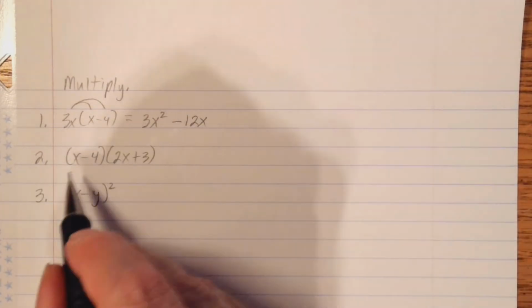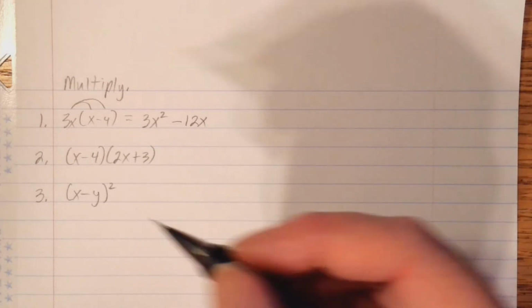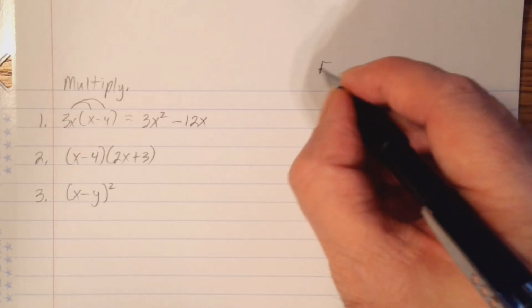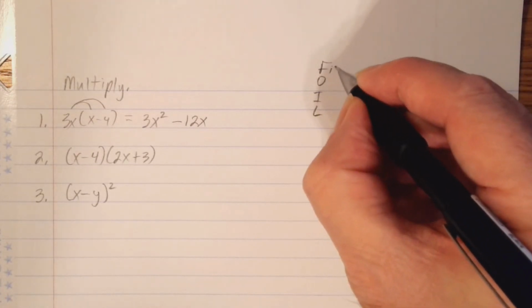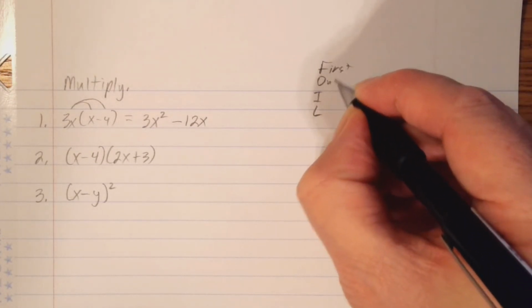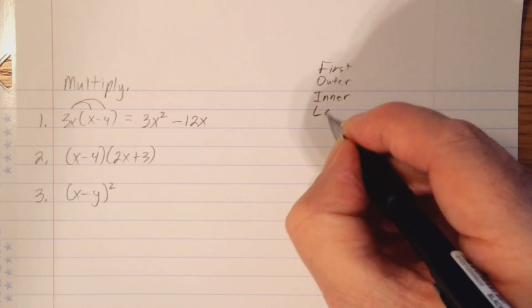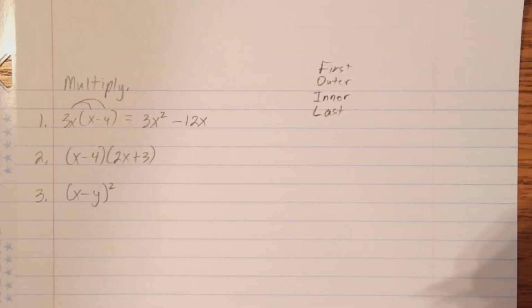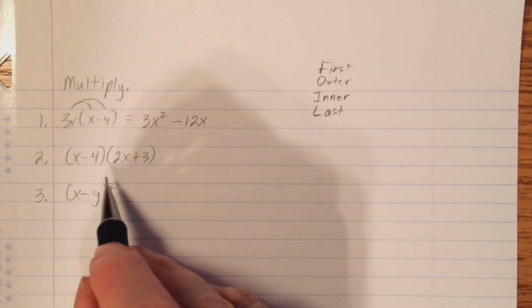On number 2, we're multiplying a binomial times a binomial. And so you may recall an acronym, FOIL. F stands for first, O stands for outer, I stands for inner, and L stands for last. And this acronym helps us to know how to multiply here.